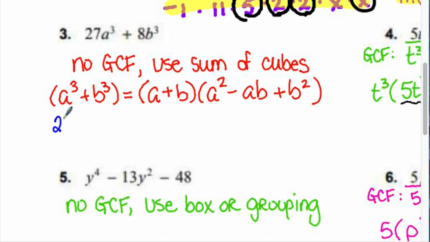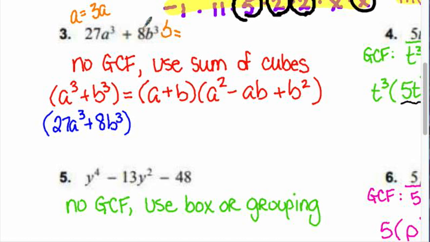So if we have 27a cubed plus 8b cubed, we need to figure out what is my a and what is my b. In other words, the cube root of 27a cubed and the cube root of 8b cubed. 27 would be 3 times 3 times 3. A cubed would be a times a times a. So my a value in this case would be 3a, because 3a times 3a times 3a is 27a cubed. For my b cubed, what number times itself gives me 8? That would be a 2. And then b cubed would be b times b times b.